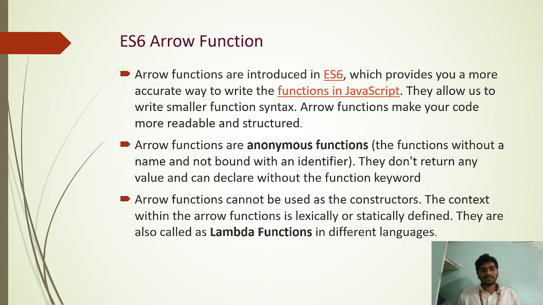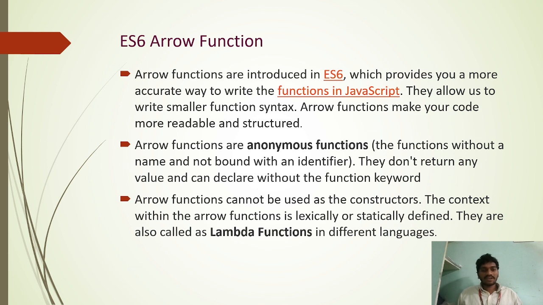Arrow functions make your code more readable and structured. Arrow functions are anonymous functions. The functions without a name are not bound with an identifier. They can be declared without the function keyword. And arrow functions cannot be used as constructors.